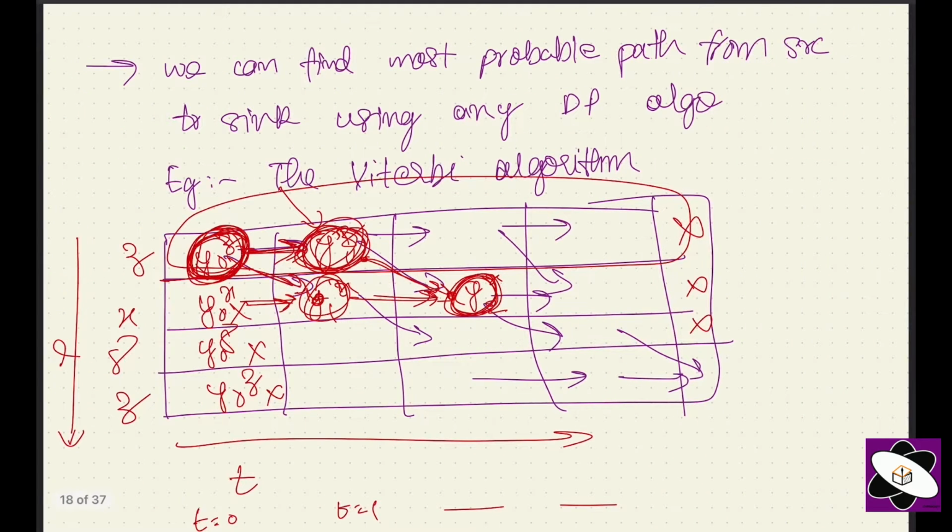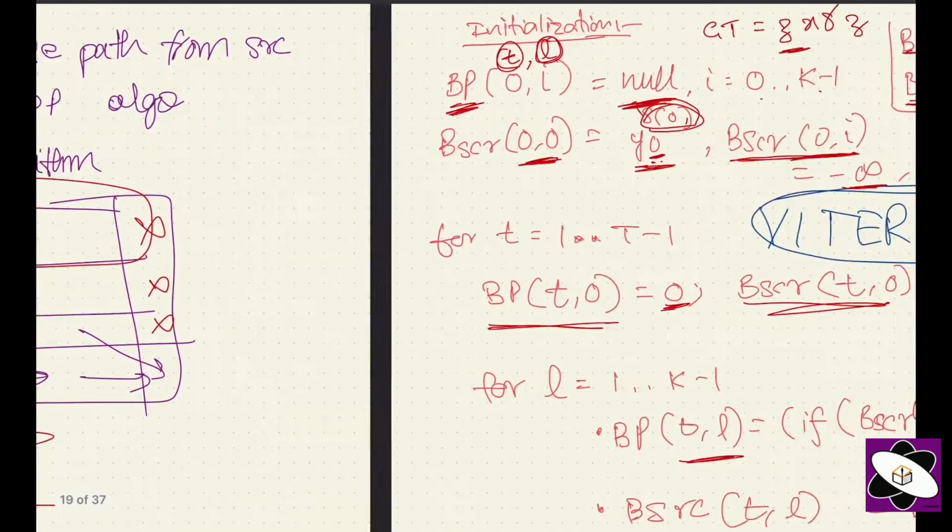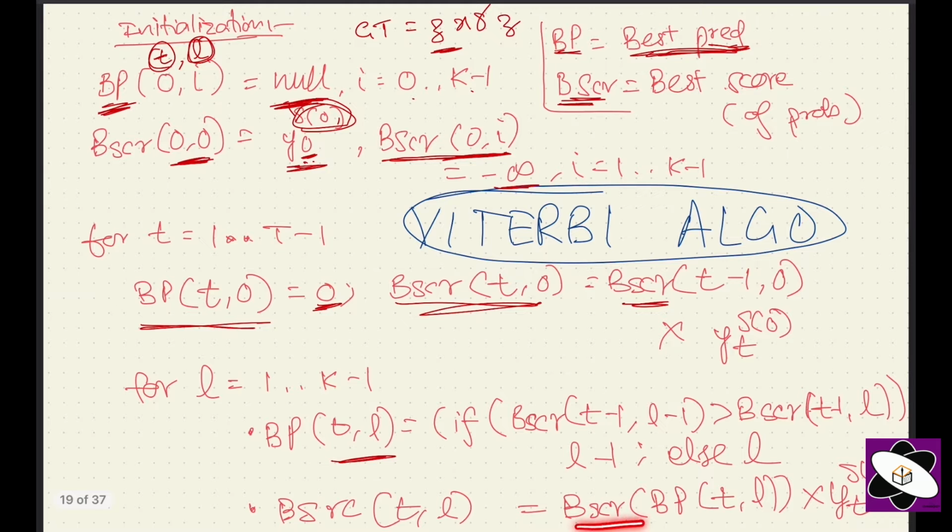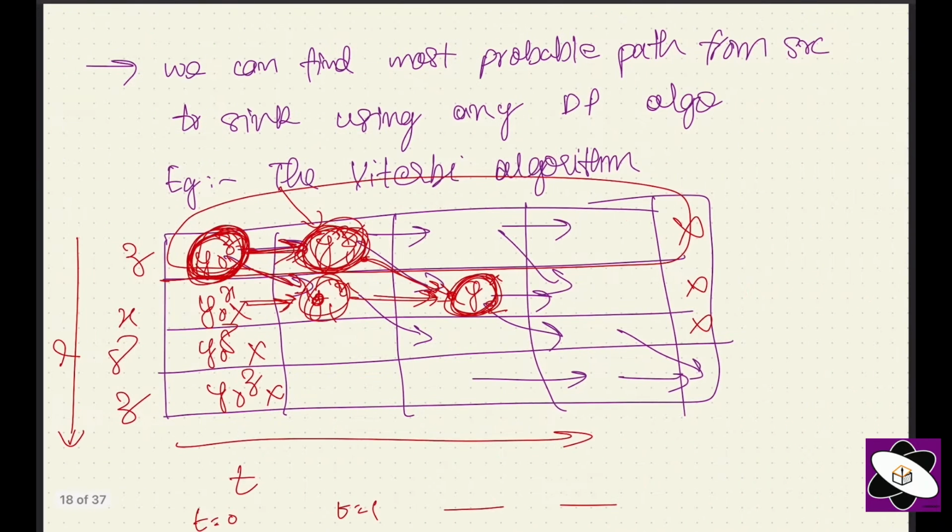So suppose these are the highest value, so t minus, bp of 2 comma x is nothing but 0, t minus l minus 1. L is what here, 1 minus 1, 0. So then b score of bp of t comma l. So whatever I said, I will write it over here. bp of 2 comma x, suppose, is l minus 1, 1 minus 1, 0.